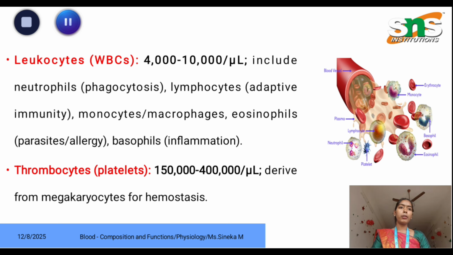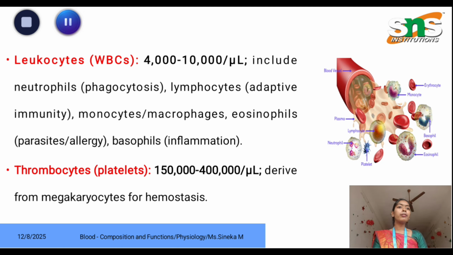Next one is leukocytes, which are also called white blood cells. 4,000 to 10,000 per milliliter. Includes neutrophils, lymphocytes, monocytes, eosinophils and basophils. There are two types of WBC present in our body, which are granulocytes and agranulocytes. Granules are tiny particles present in the cytoplasm. Commonly it is a protein which helps for many functions. Agranulocytes don't have granules in their cytoplasm.